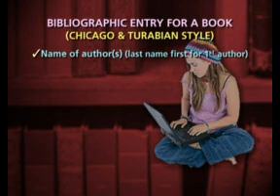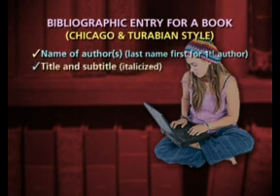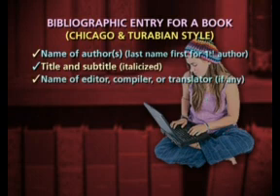If it's a multi-author work, you do this for the first author only. This is because you'll be alphabetizing the bibliographic entries by author's last name, so you want to start the entry with the author's last name. Next, title and subtitle, italicized. Then the name of the editor, compiler, or translator, if any.